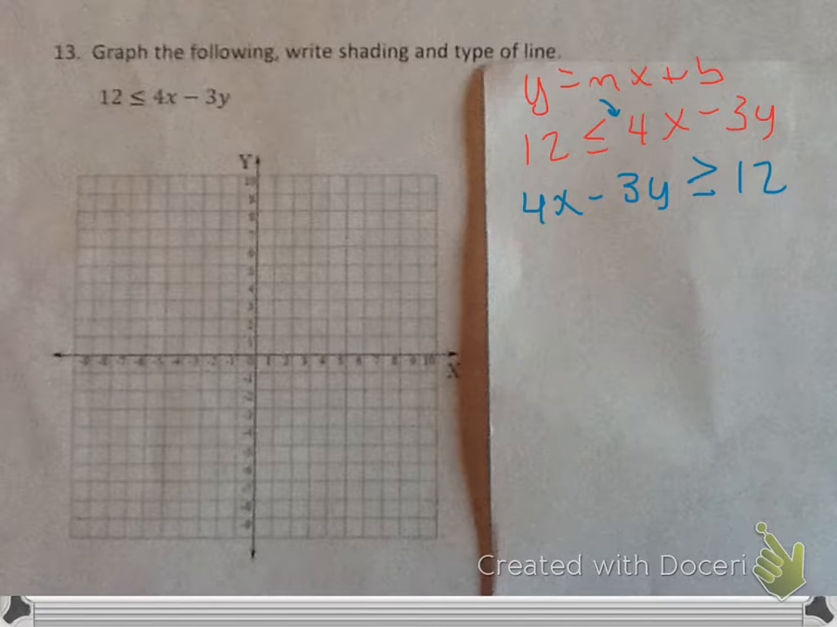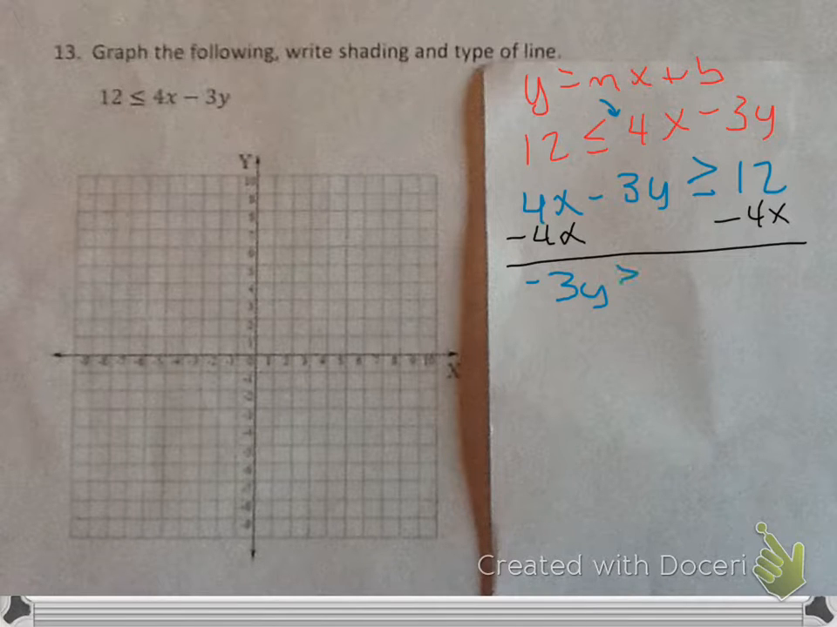So I'm going to subtract 4x from both sides. Then I'm going to bring down negative 3y is greater than or equal to 12 minus 4x. Again, you could put minus 4x plus 12 if you want to. Doesn't matter. Now I'm going to divide. I've got to get rid of the negative 3 away from the y. And when I do this, this is what the rule says: whenever you divide or multiply a negative away from the variable, you flip the inequality. So I'm going to flip this guy.